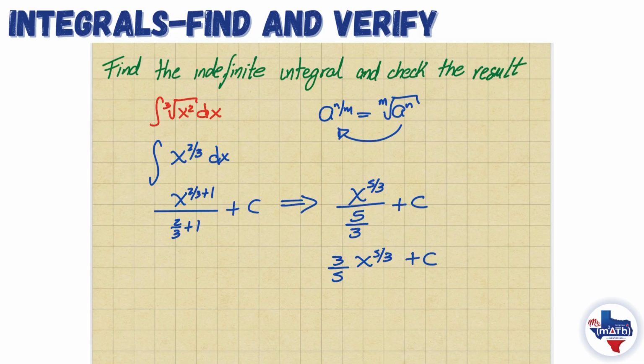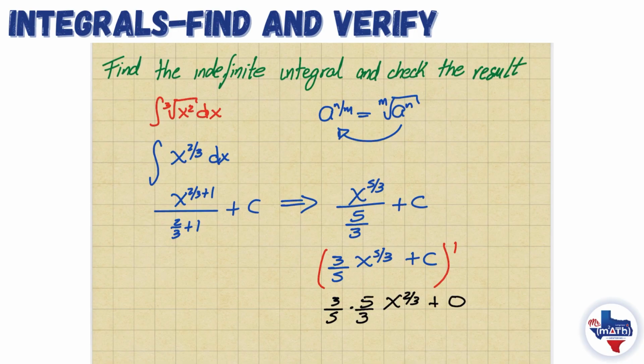Okay, what can we do now for checking the result? We can derive this. I'm going to use the prime as the operator for derivatives. Okay. So this will be 3/5 times 5 over 3 x to the 5/3 minus 1, which is 3/3, will be 2/3, and the derivative of the constant C is 0.